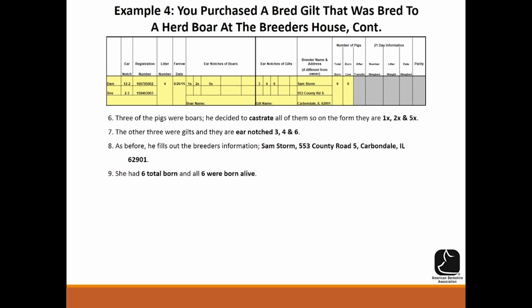Continuing example 4. 3 of the pigs were boars. He decided to castrate all of them, so on the form they are 1X, 2X, and 5X. The other 3 were gilts, and they are ear-notched 3, 4, and 6. As before, he fills out the breeder's information. Sam Storm, 553 County Road 5, Carbondale, Illinois, 62901. She had 6 total born, and all 6 were born alive.